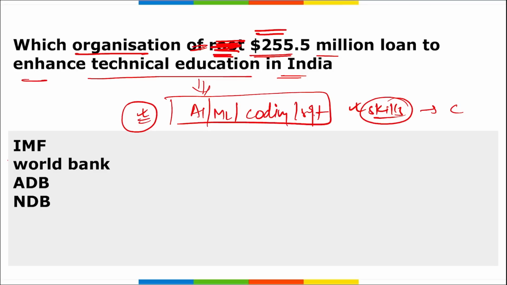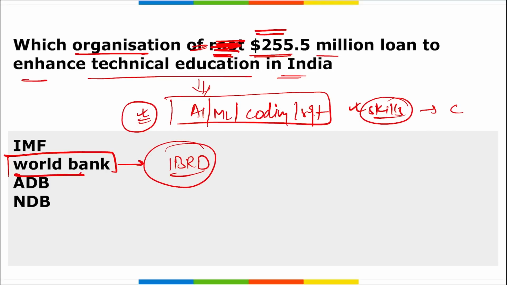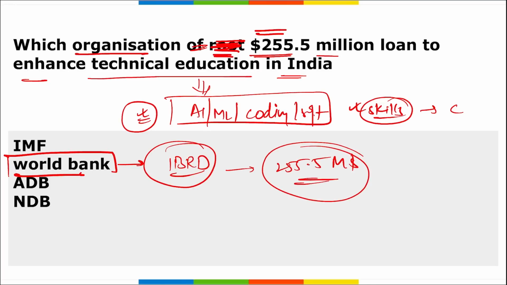It is the World Bank, and that too the arm of the World Bank, that is IBRD, the International Bank for Reconstruction and Development, which granted this $255.5 million loan to enhance technical education in India. The project will span over 5 years and benefit around 275 government-run technical institutions, reaching over 3.5 lakh students annually. Correct? Next, we talk about the World Bank.